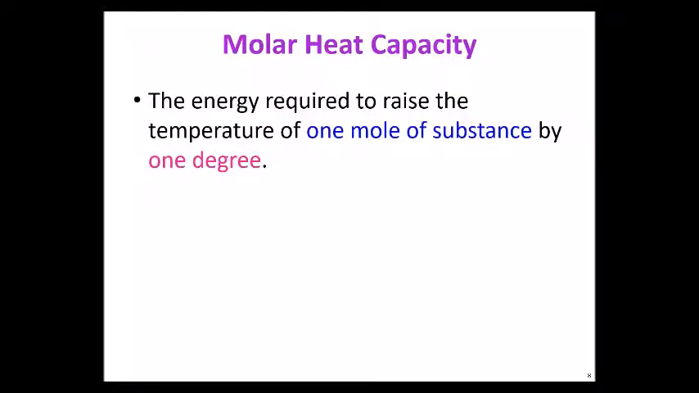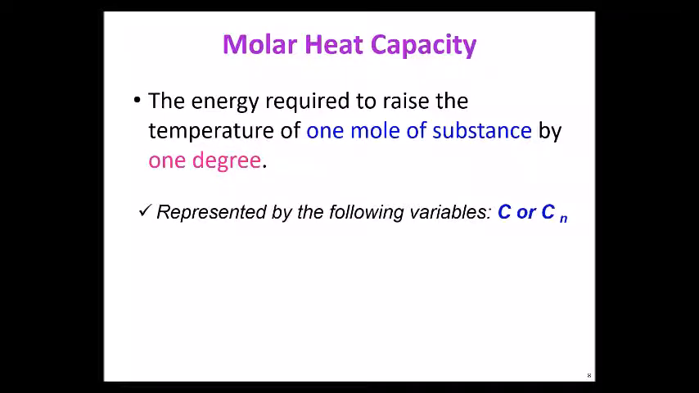Molar heat capacity. It's the same idea as specific heat, except we're talking about it in terms of the mole of the substance per degree versus the gram of the substance per degree. The variables we use are C or Cn. N, of course, usually denotes the variable for the mole.